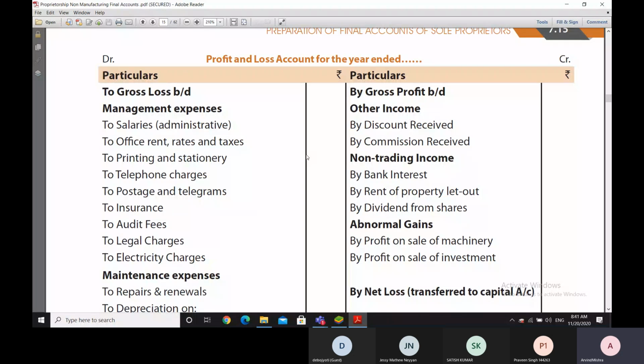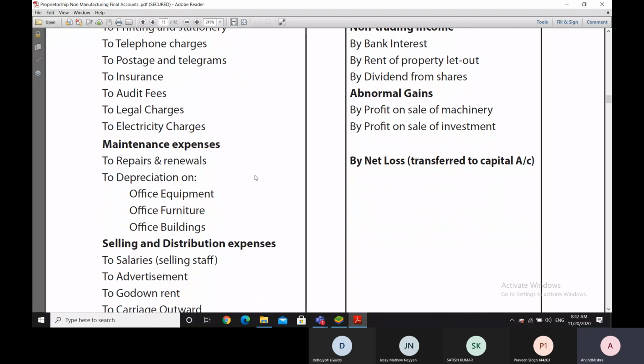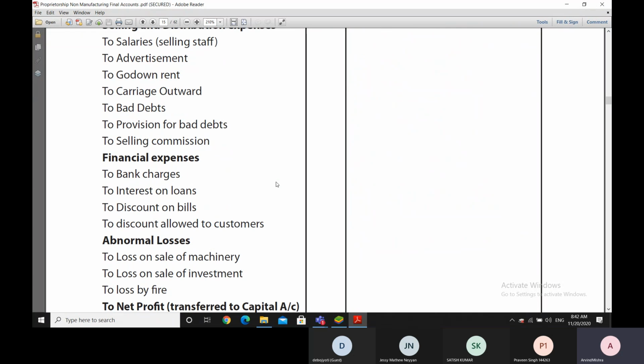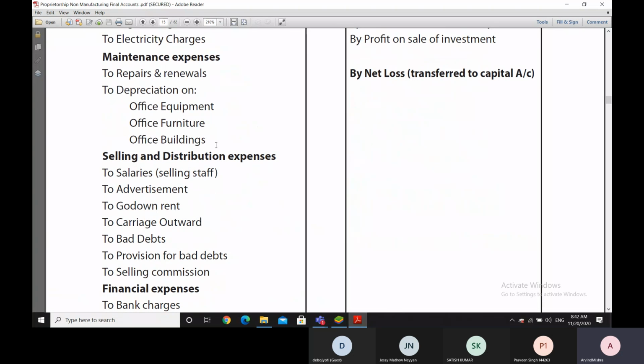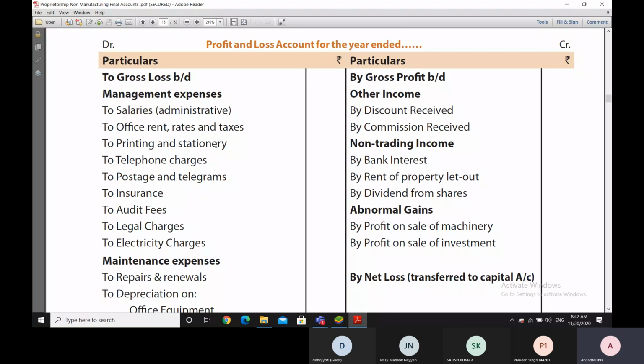So as you are seeing here, the gross profit will be brought forward or brought down to the credit side, and the gross loss will be brought down to the debit side in the profit and loss account. And as you can see here, the management expenses or the administrative expenses, the maintenance expenses, the selling and the distribution expenses, the financial expenses, and the abnormal losses. These are broadly the categories under which the expenses are categorized, in order to understand what are the broad categories under which those expenditures have been made.